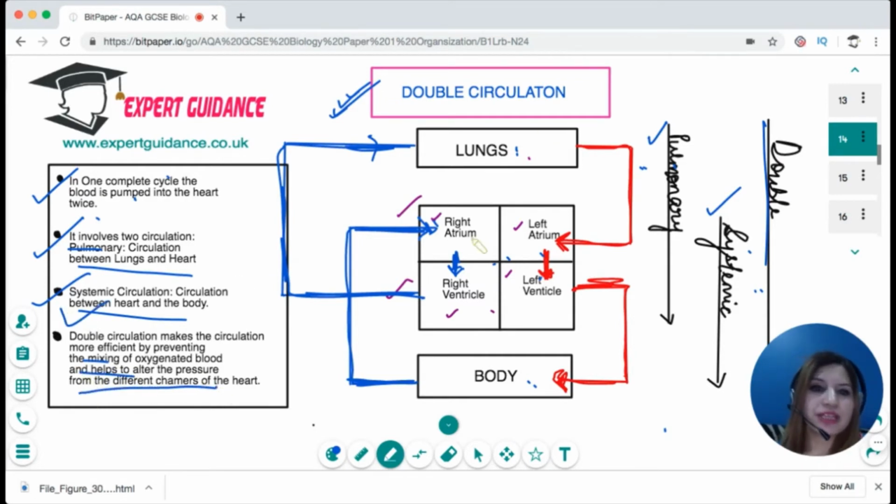So here you can see in double circulation, the oxygenated blood is all to the left side and the deoxygenated blood to the right side, and the heart can modulate the pressure. When it is sending the blood to the body, it can increase the pressure, and when it is sending the blood to the lungs, it can decrease the pressure, and that can only be done as it has a double circulation. Now let us label the vessels.